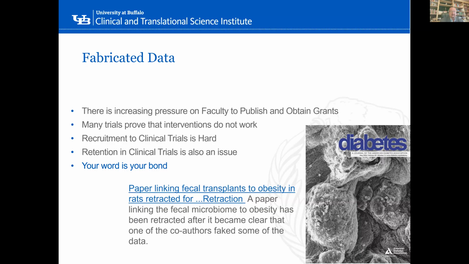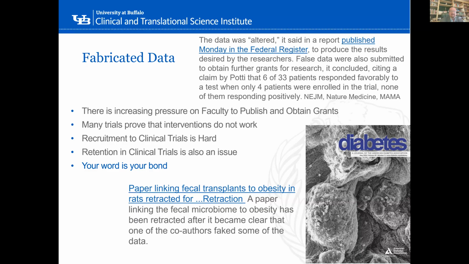So this is a paper that was published in Diabetes, a very high impact journal, and it linked fetal microbiome to obesity and was retracted afterward when it became clear that the co-authors faked some of their data. In the published retraction, it said that to produce the final results, the false data were submitted to obtain further grants for research. It concluded that 6 of the 33 patients responded favorably to a test when only 4 patients were enrolled in the trial. None of them responded positively.